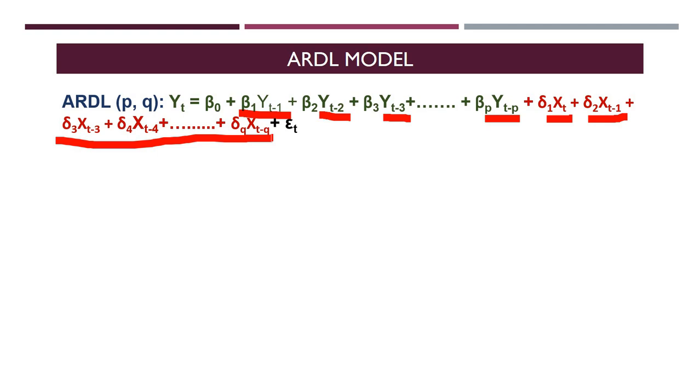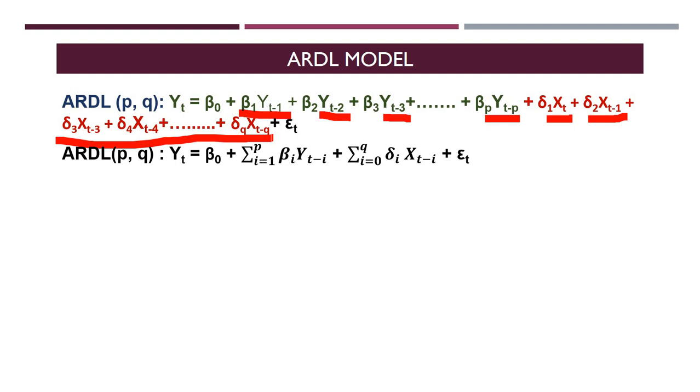So what the ARDL model is saying is that today's value of the dependent variable depends on its own lags, on the other variable, as well as on lags of the other variable. Now if I write it in a compact way, today's value depends on the lags of the dependent variable, that means its own previous values. So over here you can say summation of i equals 1 till p, and x at t minus i, where i will start from 0 to q.